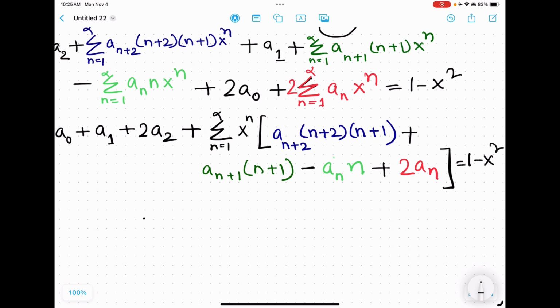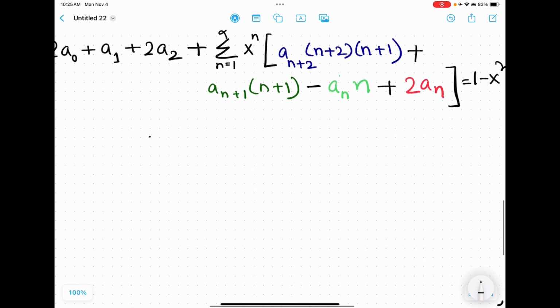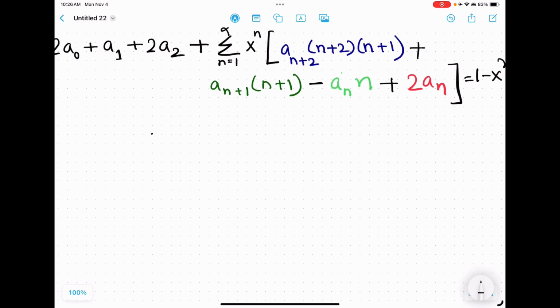Now my fifth step would be solving for these coefficients, right? Getting the values for my a sub 0, a sub 1, a sub 2, and the rest of my a subs, okay? So let's go ahead and do that. To be able to find my coefficients, the first thing we are going to do is write our constants, right?